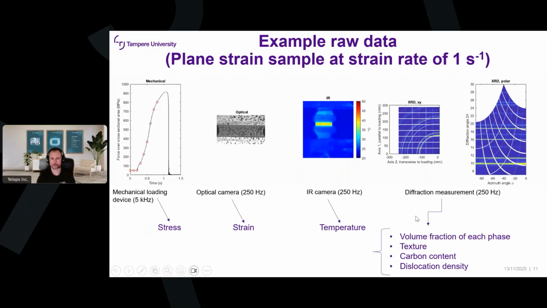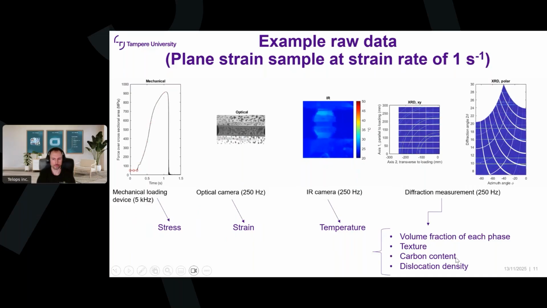Diffraction measurements give us the volume fraction of each phase. For example, you have austenite, martensite, or other phases. In our test, we also have epsilon martensite. And also, you can calculate the texture. As you can see in this video, through each of these rings, you can see the higher intensity and lower intensity, and it gives you the texture.